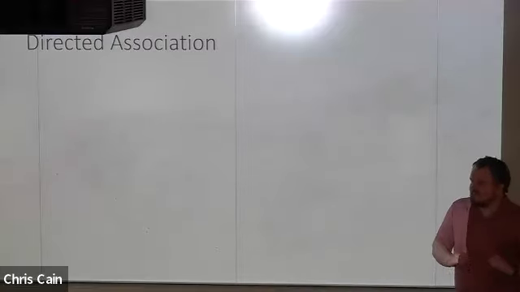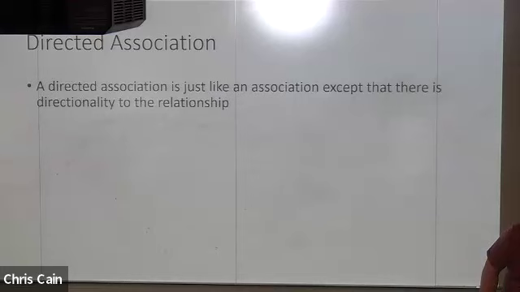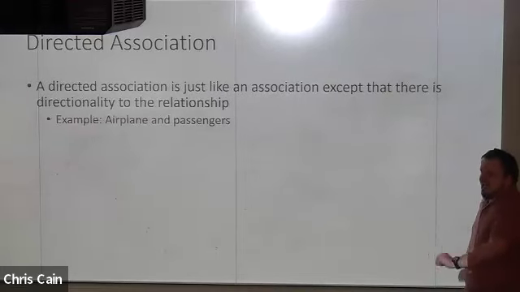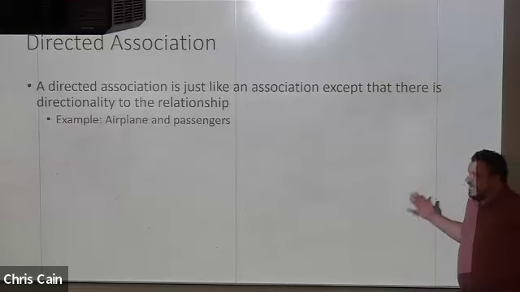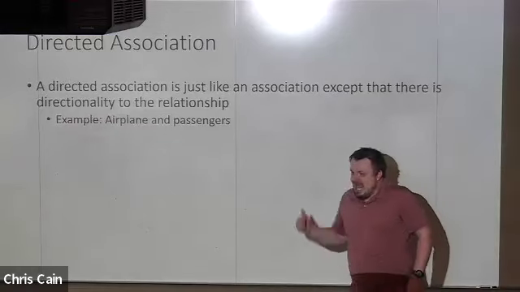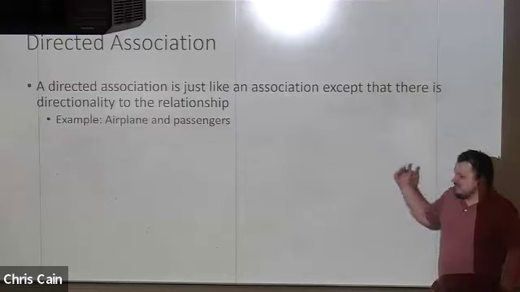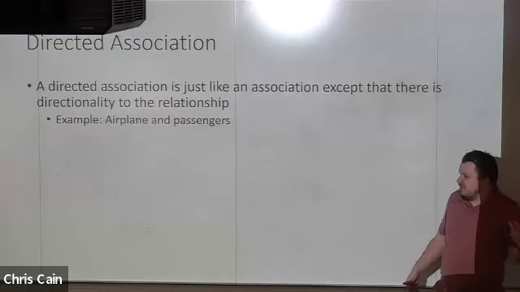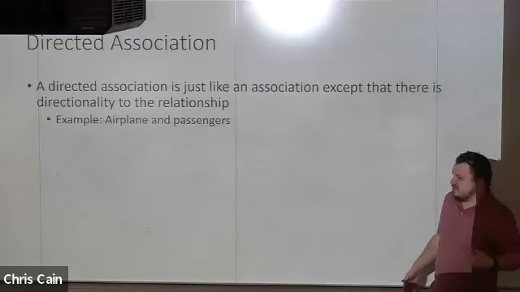However, there are some that should be directed, that says that there's a kind of a flow, a cause and effect, or there's a direction to that association. So an example here is an airplane and its passengers. So not an airline anymore, but an airplane has passengers. A passenger is a passenger of a particular airplane, but you can kind of see that there is directionality.